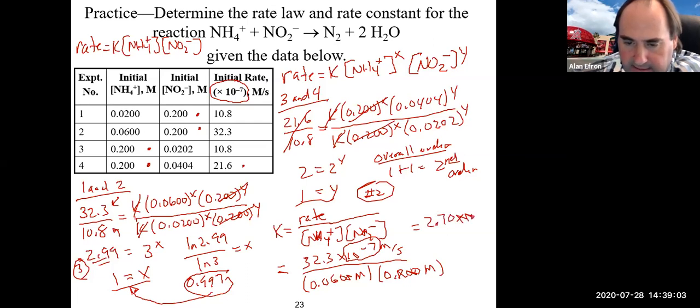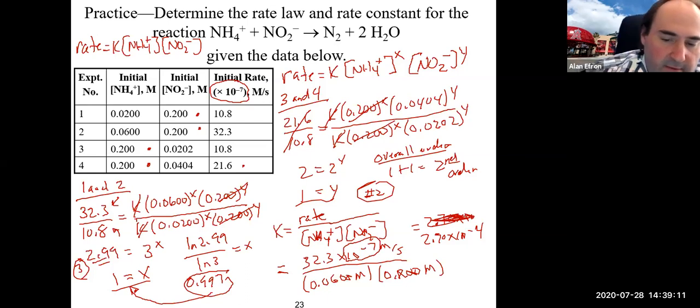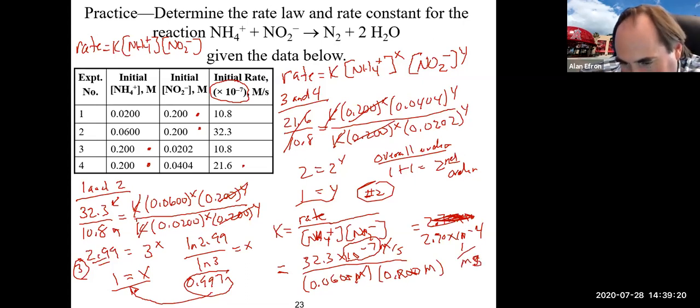2.7 times 10 to the minus 4. And unit-wise, molarities cancel. We're left with 1 over molar seconds.